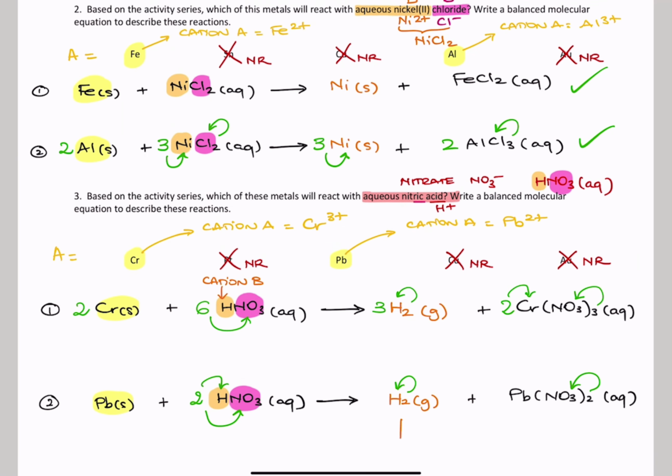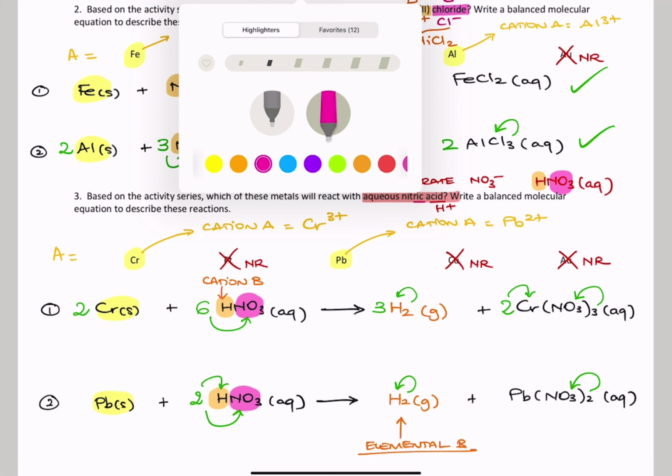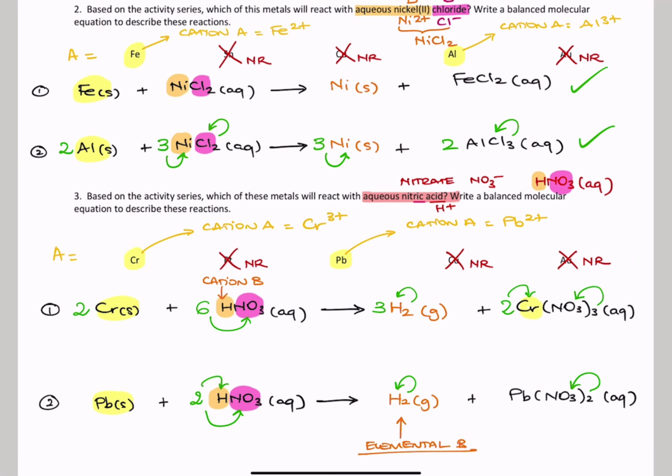Again, remember that here, this is elemental B, and elemental B is hydrogen, so it's diatomic, okay? And here again, we formed the ionic compound between the cation of A and the anion in the proper ratio to get a neutral compound.